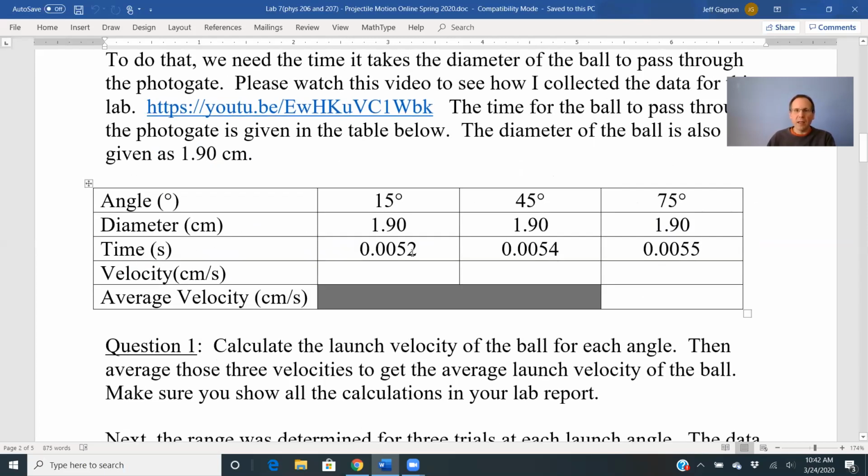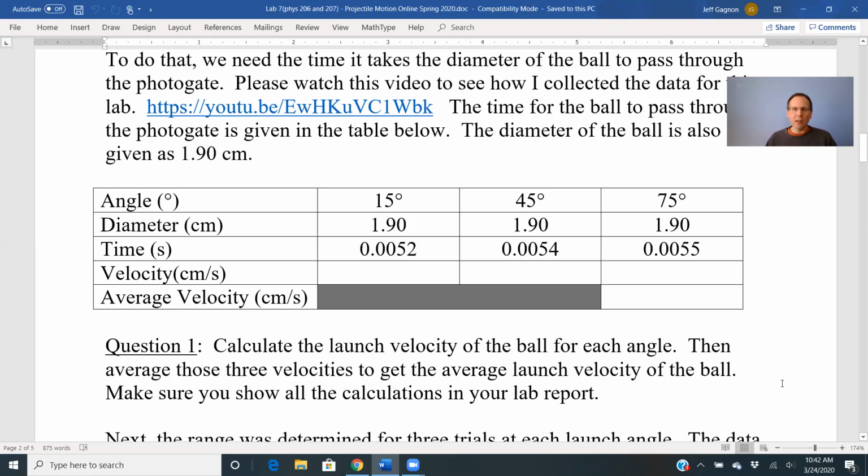Okay, so the data for the diameter is just 1.90. That's given here in the table. And these are the 3 times that I got when I launched the ball at these 3 angles of 15 degrees, 45 degrees, and 75 degrees. And you can see that the times are fairly equal. They're pretty much the same, and in theory, they should be just about the same.